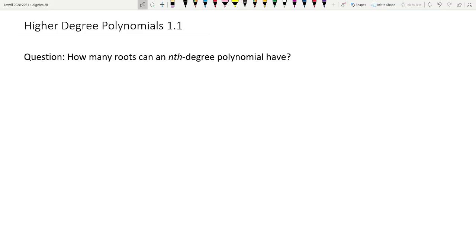Welcome, everyone. So there are a number of places we could start when talking about higher degree polynomials, and by higher, we mean third degree, fourth degree, fifth degree, etc. But we already know about linear or first degree and second degree polynomials, so we're going to use that to start. And we are going to start with figuring out how many roots a polynomial could have.